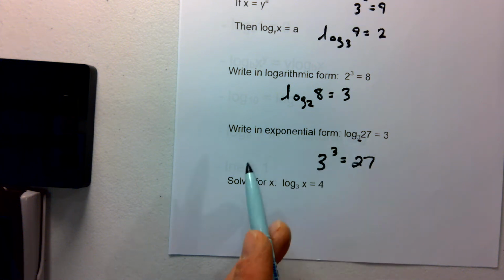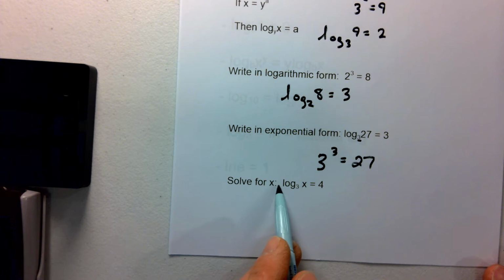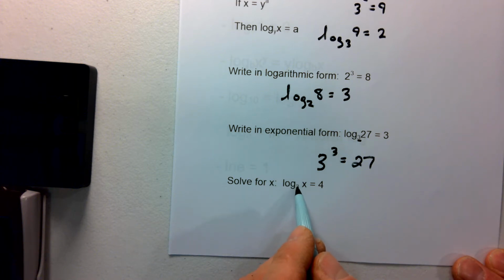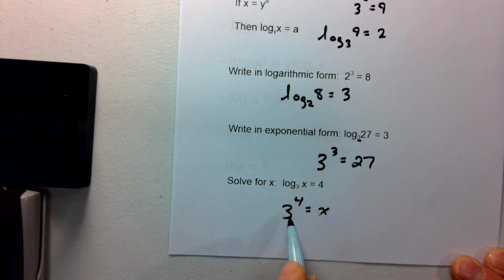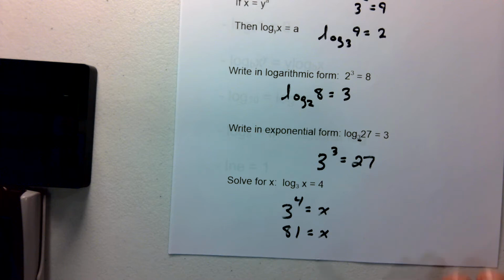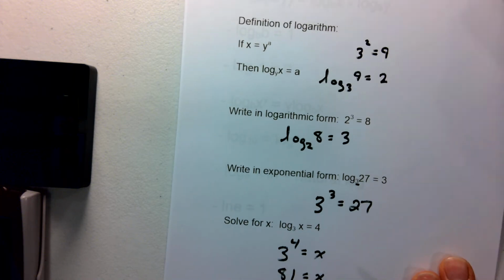Being able to solve for x, so if I have log base 3 of x equals 4, can we write that so that we can solve for x? So what is x? So we're asking ourselves 3 to the 4th equals what? And 3 to the 4th is 81. So we end up with 81 equal to x.